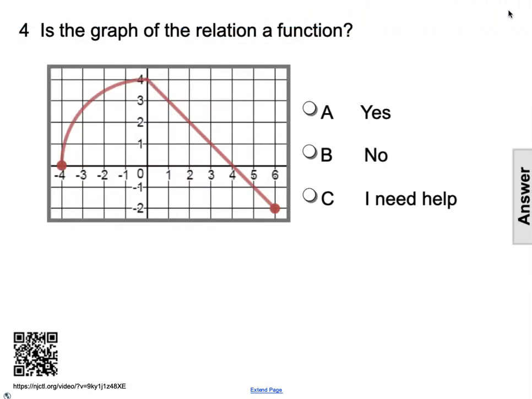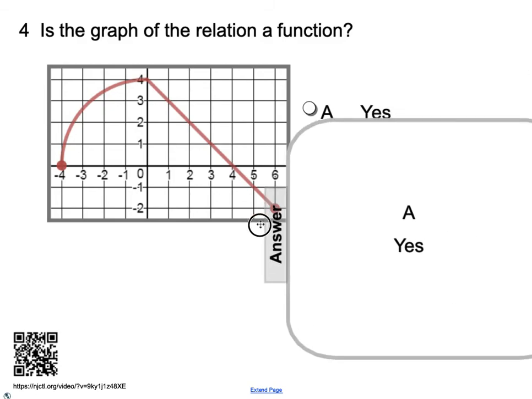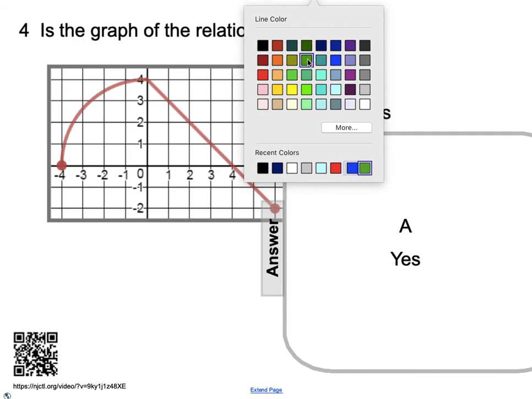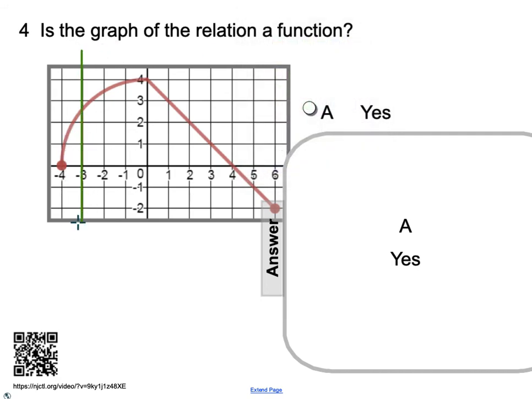All right, this might be my last example. The question is, is the graph of the relation a function? Pause the video and let's see if you can answer this question. The answer is yes, because if you perform the vertical line test, I'm going to draw you a vertical line right now. I'm going to make it green. Here's a vertical line. I'm going to move that around, and it doesn't matter where I move it. You can tell that it's only hitting the red graph once.